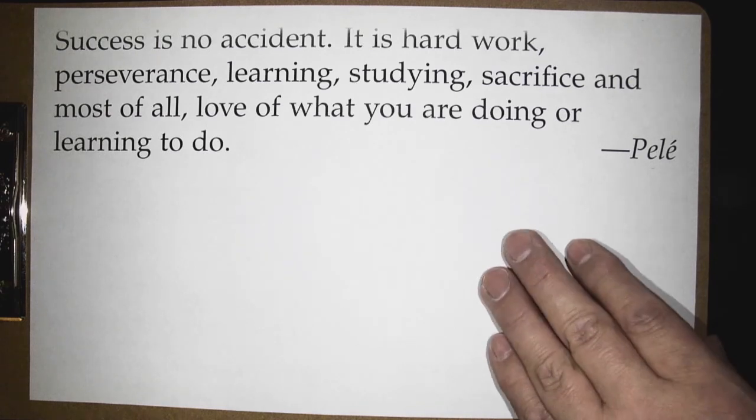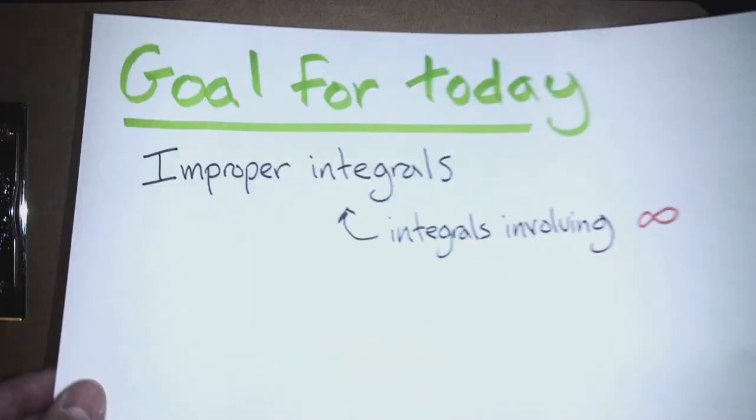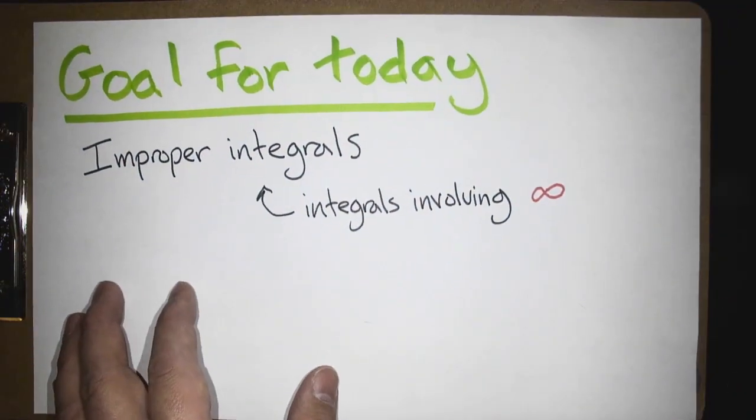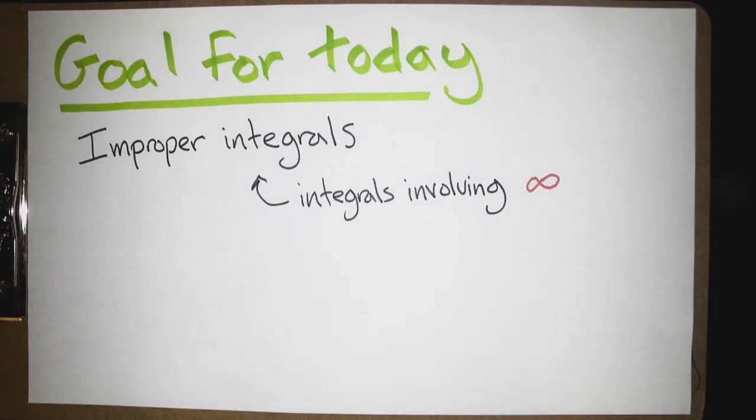All right. Well, what's our goal for today? Very simple. We need to talk about improper integrals. Improper integrals, integrals involving infinity. Now, specifically for our formula sheet, there's nothing on our formula sheet dealing specifically with improper integrals. So we have to understand these procedures. Improper integrals can show up in partial fractions. It can show up in trig substitution. It can show up basically anywhere.